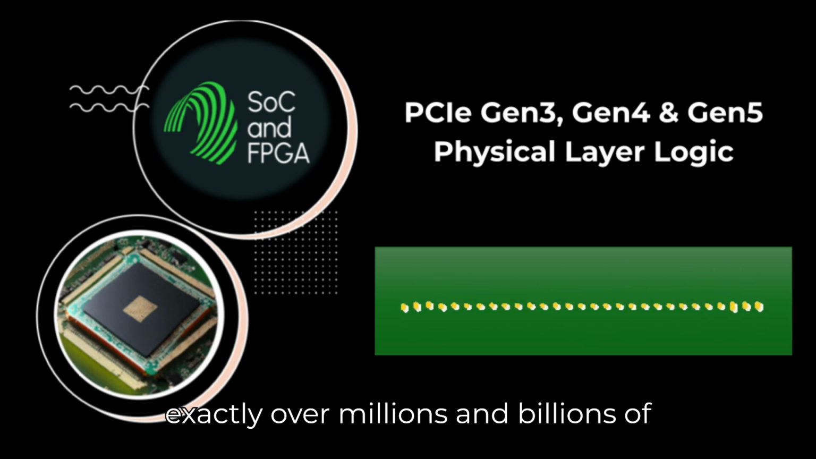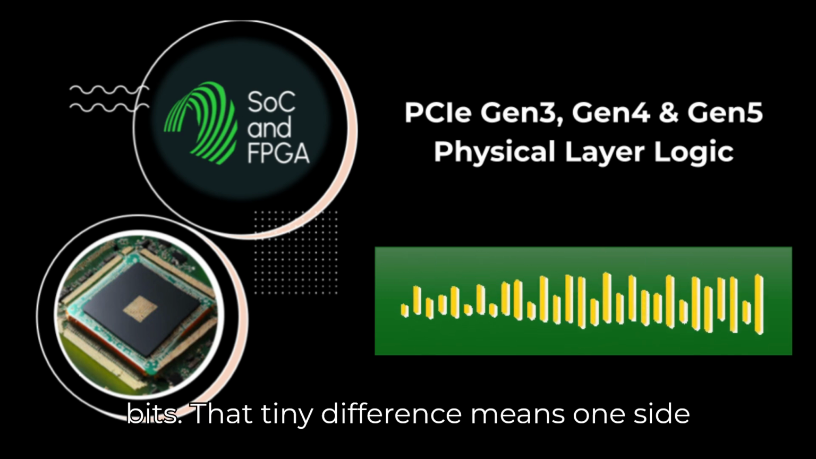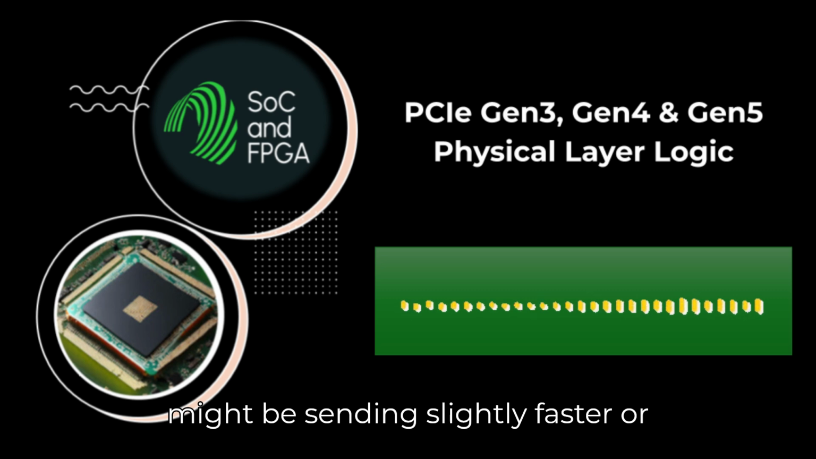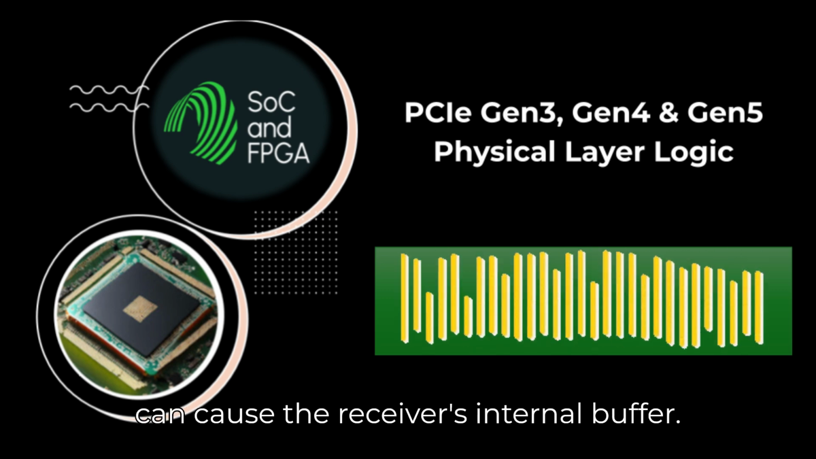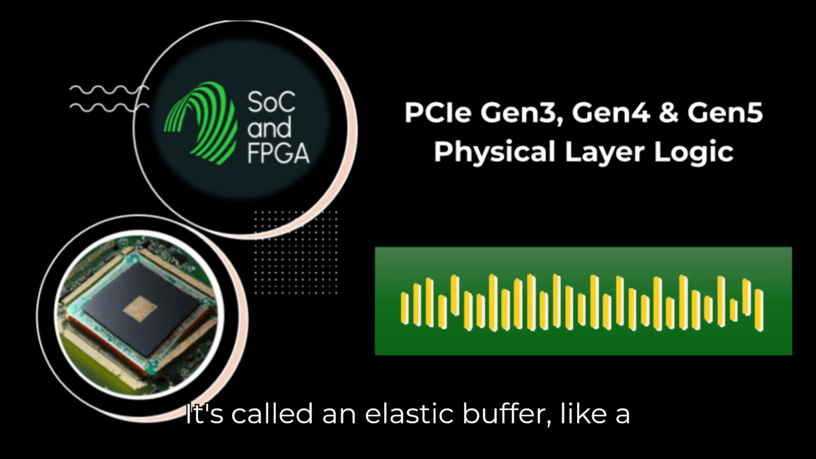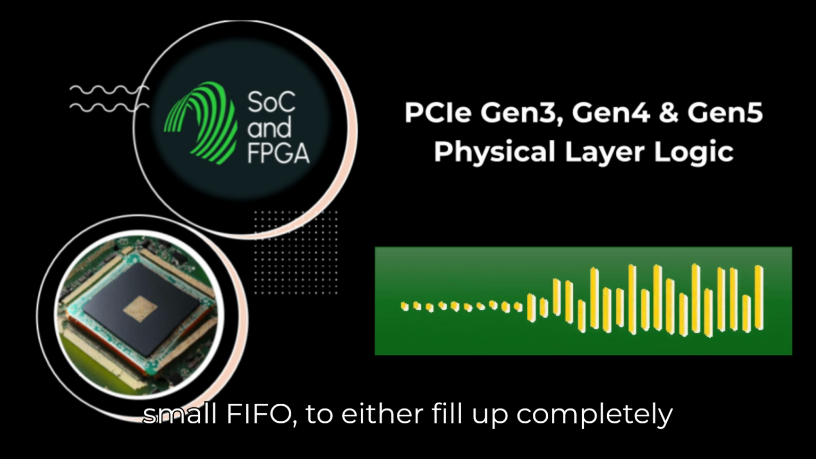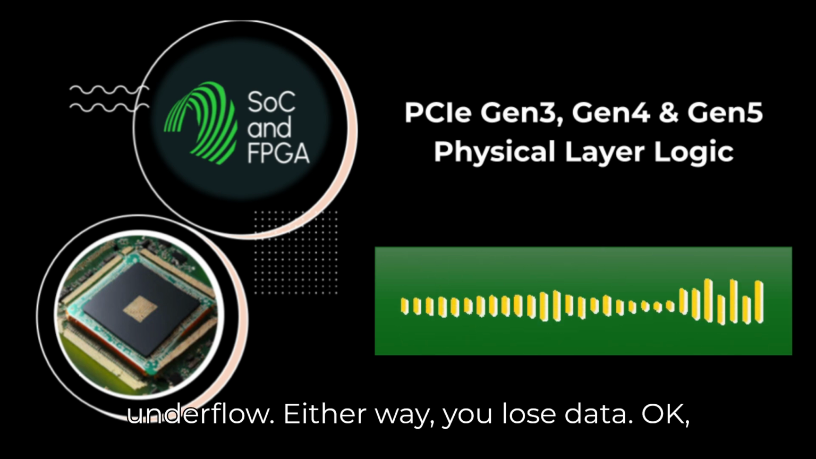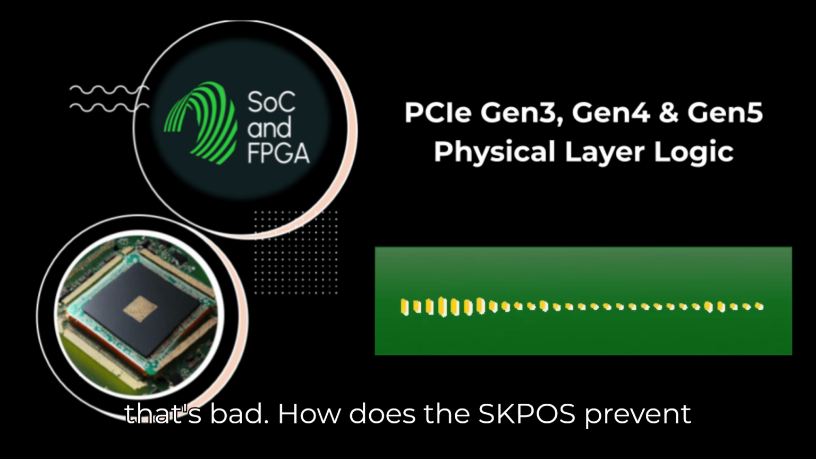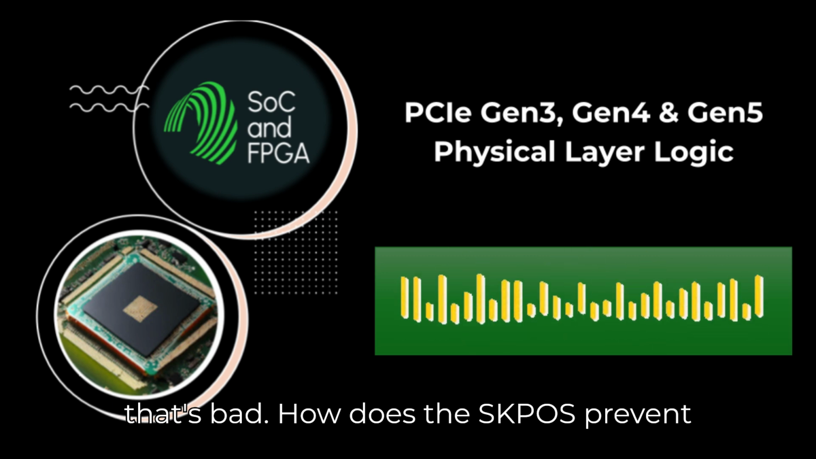Exactly. Over millions and billions of bits, that tiny difference means one side might be sending slightly faster or slower than the other is receiving. This can cause the receiver's internal buffer, called an elastic buffer, like a small FIFO, to either fill up completely, overflow, or empty out completely, underflow. Either way, you lose data. Okay, that's bad. How does the SKP OS prevent that?